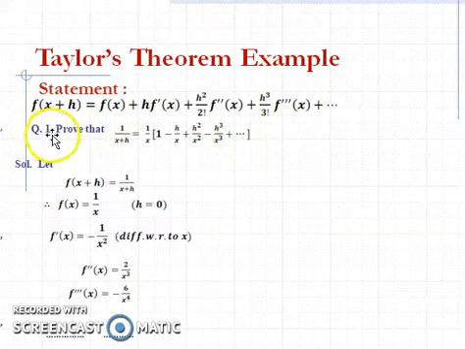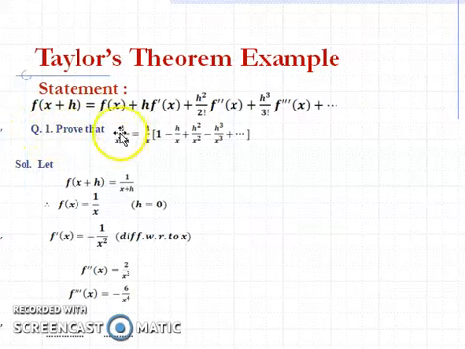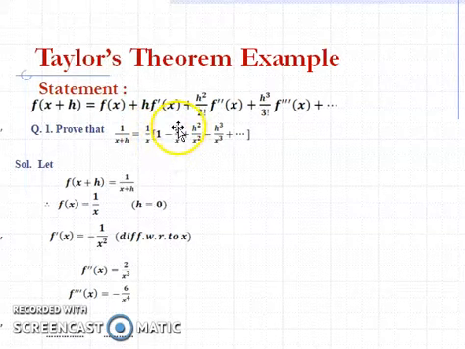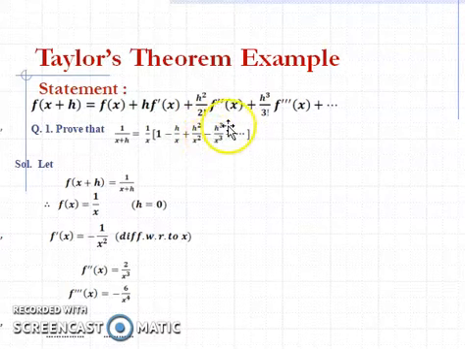So this is problem number 1. Prove that 1 by x plus h equals 1 by x of 1 minus h divided by x plus h square divided by x square minus h cube divided by x cube plus dot dot dot.